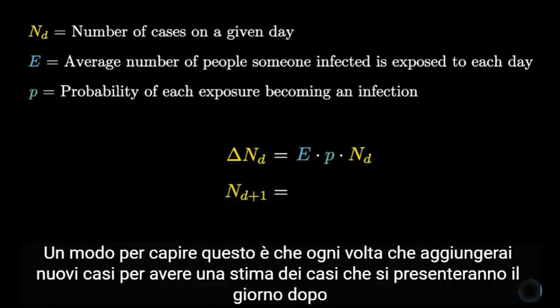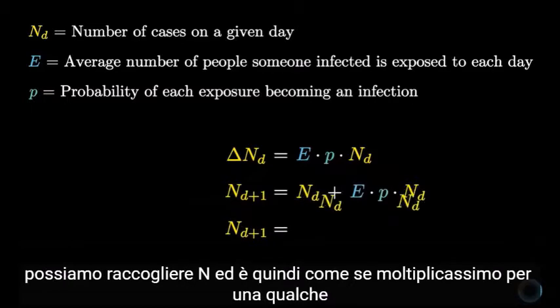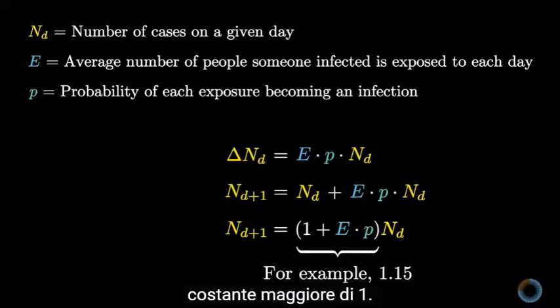One way to think about this is that as you add the new cases to get the next day's count, you can factor out the n. So it's just the same as multiplying by some constant that's bigger than 1.